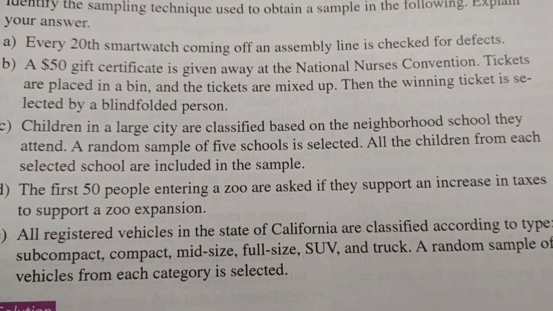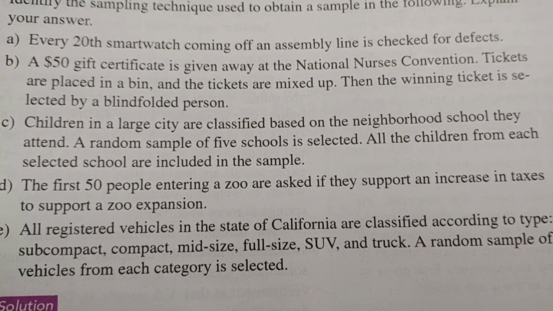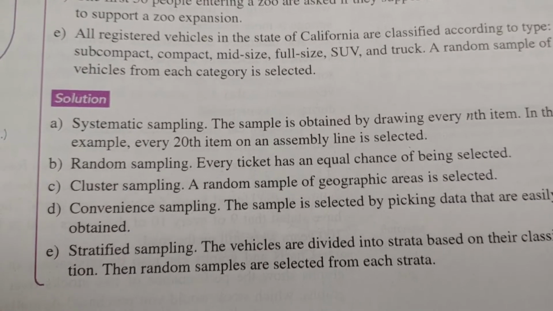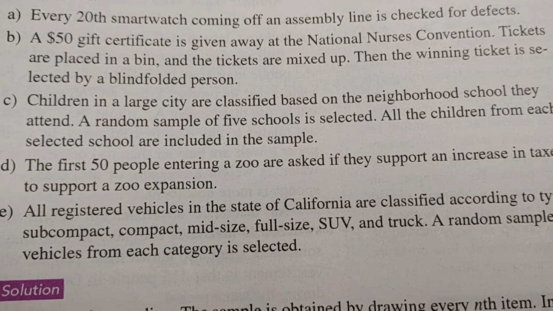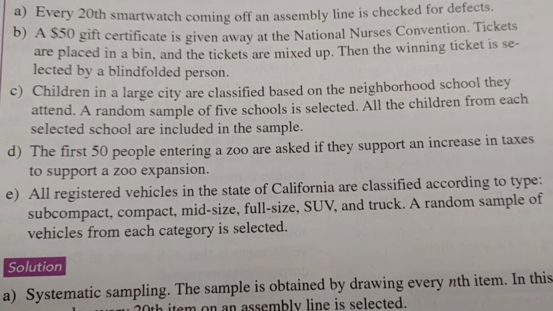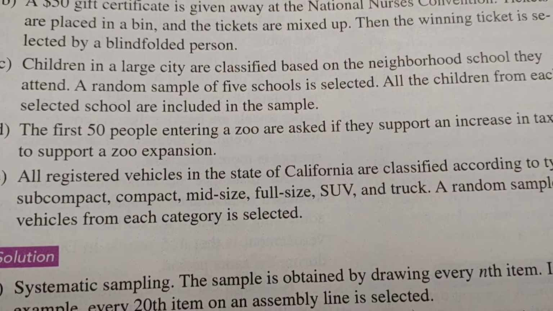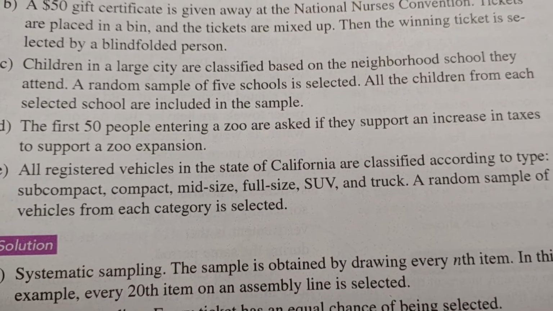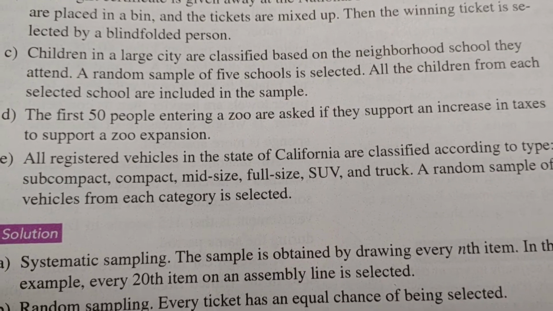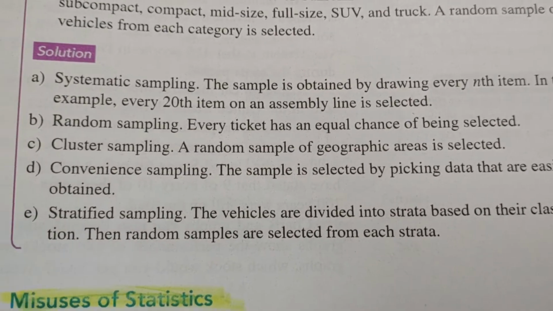Children in a large city are classified based on the neighborhood school they attend. A random sample of 5 schools is selected. All the children from each selected school are included in the sample. This is cluster. The first 50 people entering a zoo are asked if they support an increase in taxes. This is called convenience. And the last one, all registered vehicles in the state of California are classified according to type: subcompact, compact, midsize, full size, and so forth. This is called stratified because they're based on the size of the car.